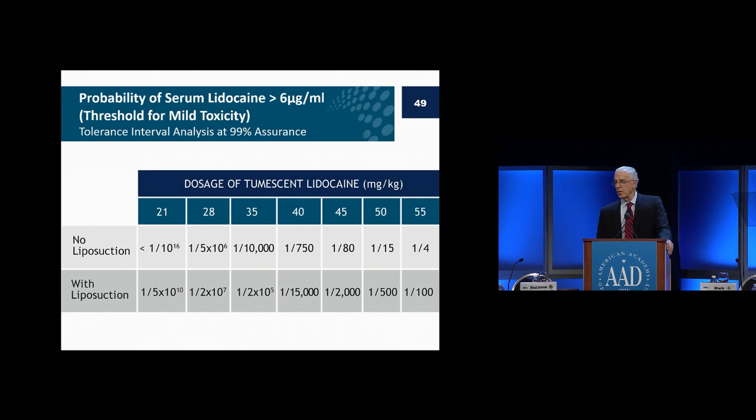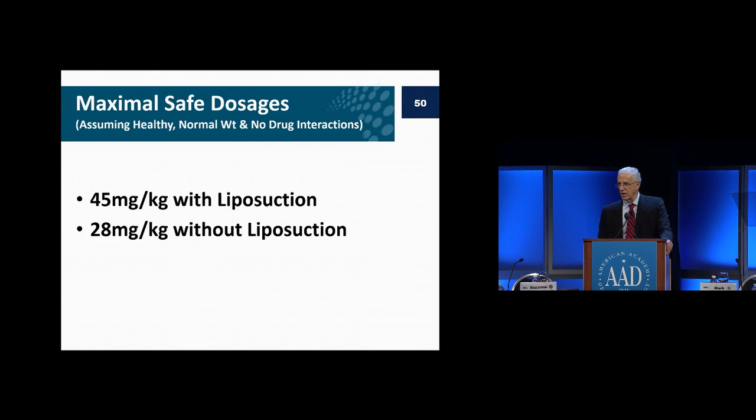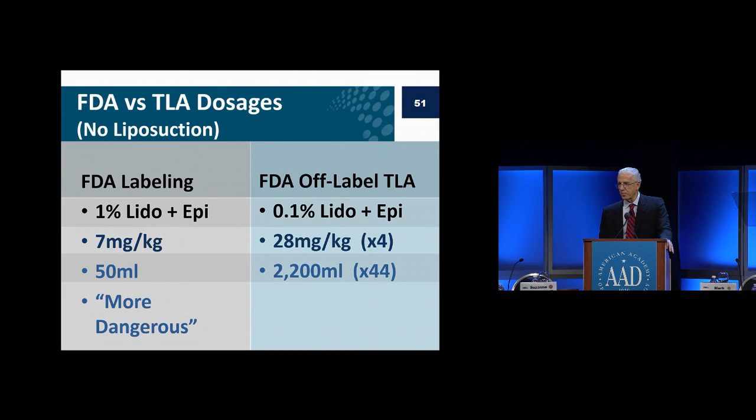And if you look at the 55 milligrams per kilogram, you can see that my data shows that if we were to give 55 milligrams per kilogram and then suspend the liposuction, the risk of toxicity might be as high as 1 in 4. So I'm a little cautious about using that high dosage these days. So my conclusions were that 45 milligrams per kilogram is a safe dosage with liposuction and 28 milligrams per kilogram without liposuction. And here's a comparison of the FDA approved dosage and the TLA dosage. You can see that with the FDA, we're allowed 7 milligrams per kilogram. With TLA, it's 28 milligrams.